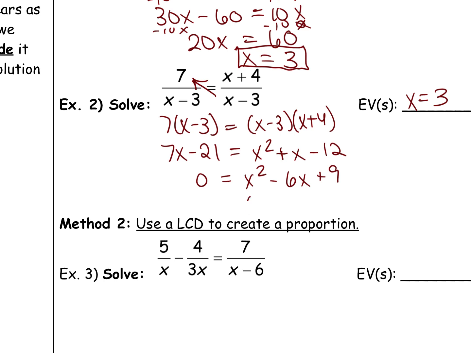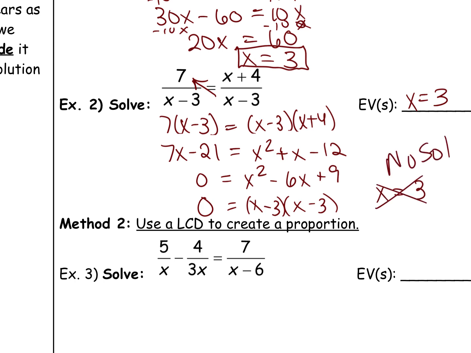Now we have to factor. Yuck. So we got x and x. What two numbers are going to multiply to give me 9 and combine to give me negative 6? Negative 3 and negative 3. So x equals 3. Can x equal 3? So there are no solutions. That means if we would have graphed the left side of this and we would have graphed the right side of this, they would have never touched each other.